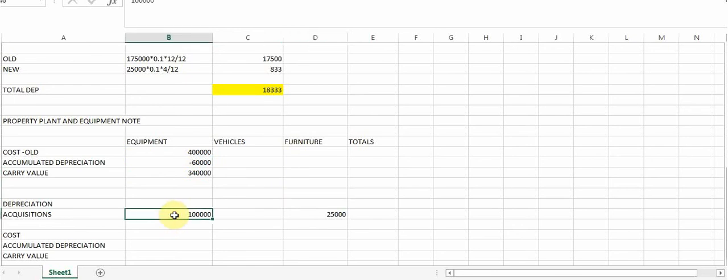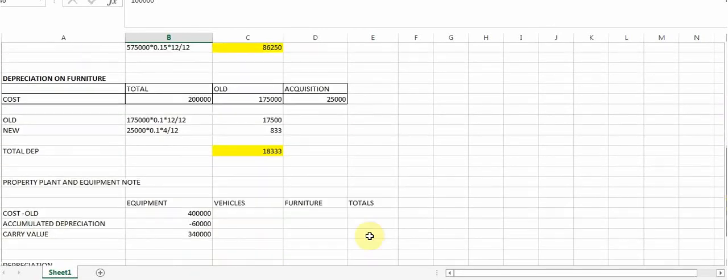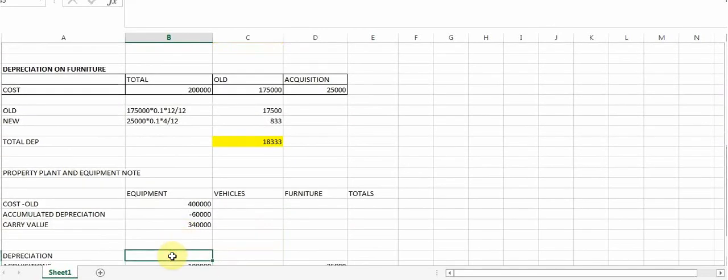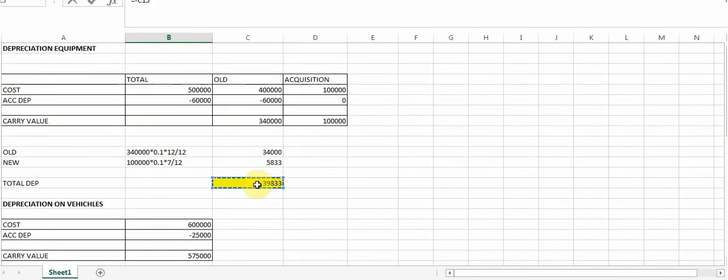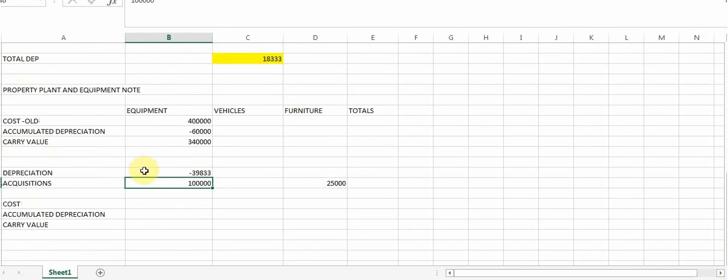The acquisitions will be the new equipment. And then I'm just going to indicate the depreciation that I've calculated, which is 39,833. So there I'm just going to say equals minus this answer. And please note how I indicate the depreciation negatively while the acquisitions are positive, because depreciation means that this asset loses value.